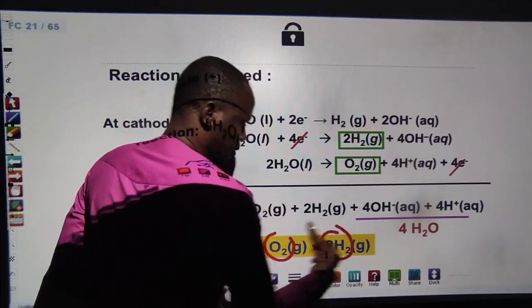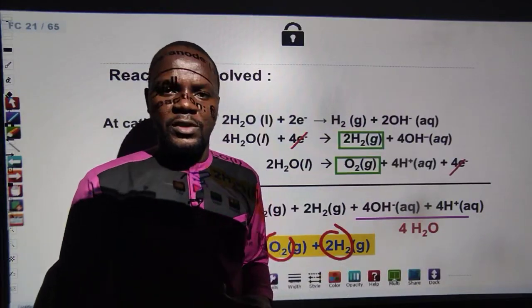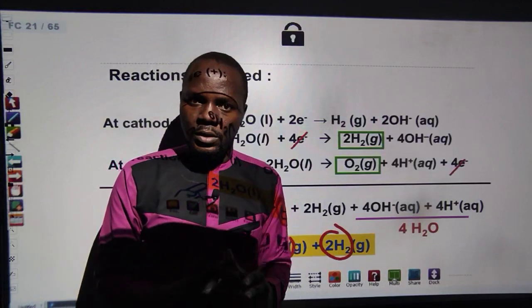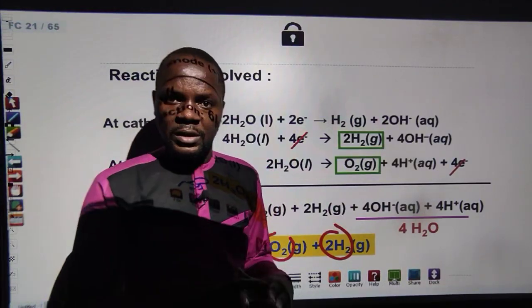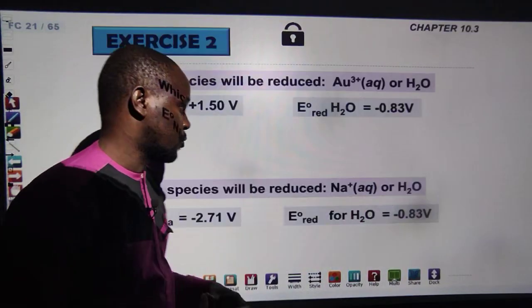Oxygen and hydrogen respectively. So, overall cell reaction. I may take my time to teach you guys how to balance a redox reaction. I'll do that in a separate short video, where I will teach you both basic and acidic medium. We can move to the next one.